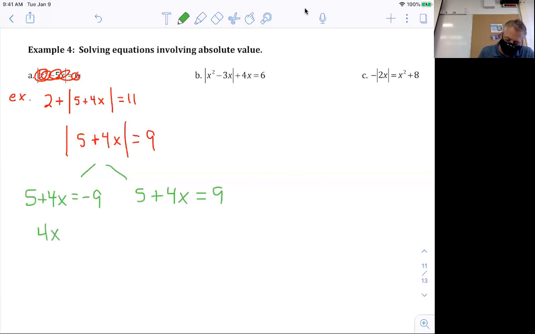So I'll subtract the 5 from both sides. I have 4x is negative 14, and x is negative 7/2. And on the other side, 4x is equal to 4, and so x equals 1.